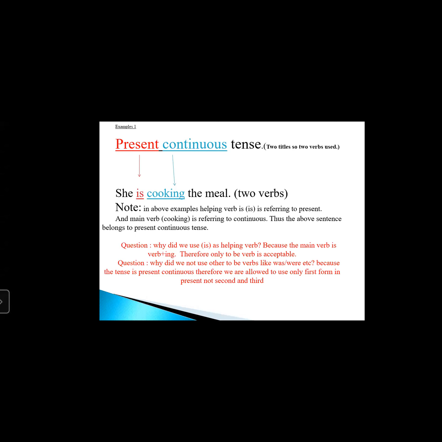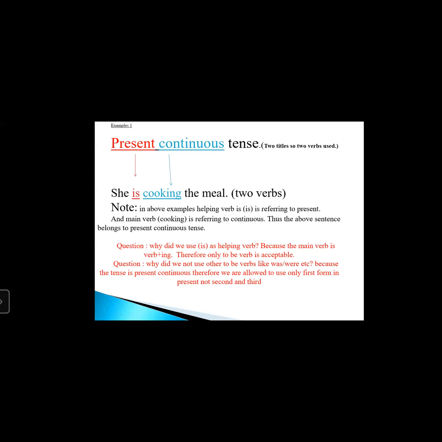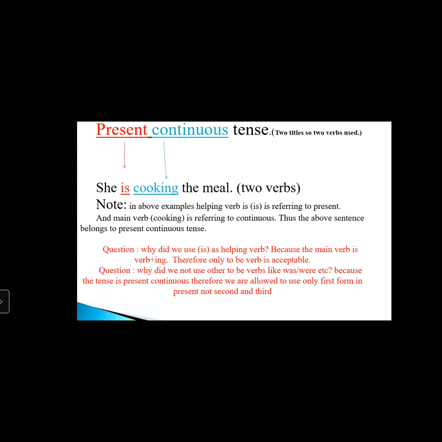अब भी हमारे पास काफी मटेरियल मौजूद हो गया है। कंटिन्यूअस टेंसेस में मेन वर्ब कौन सी यूज होती है और उसके साथ कौन सी हेल्पिंग वर्ब एक्सेप्टेबल है। तो अभी आते हैं हर एक टेंसेस को उसके मेरिट पर स्ट्रक्चर बनाते हैं और उसके मेरिट पर ही आपको सब कुछ क्लियर होगा। So now here, present continuous.